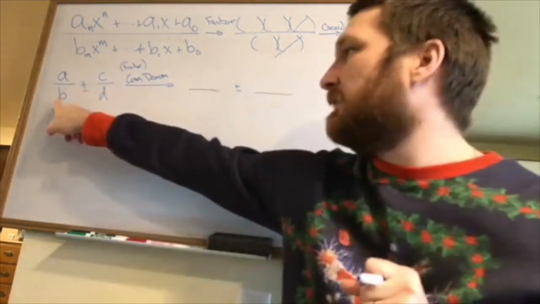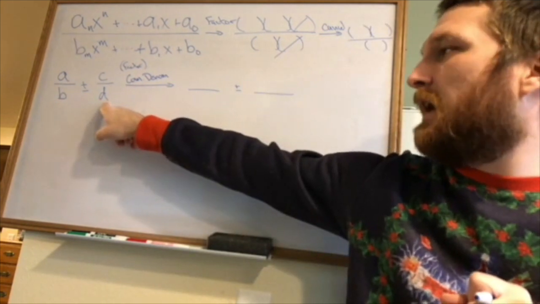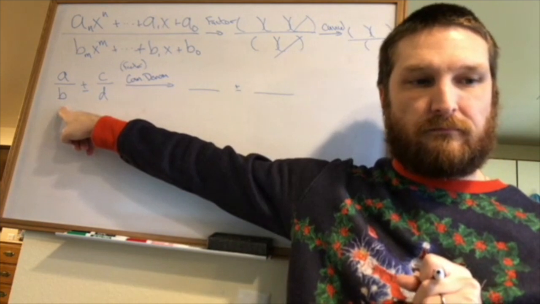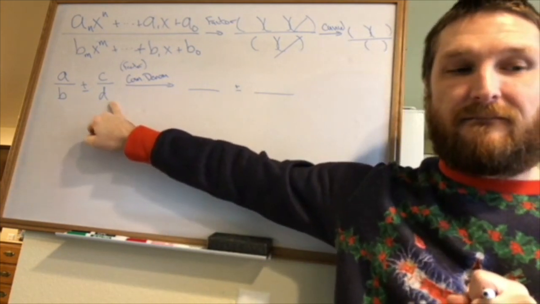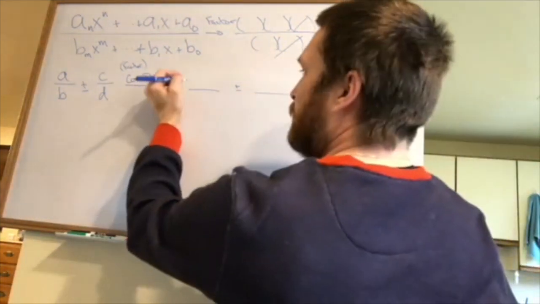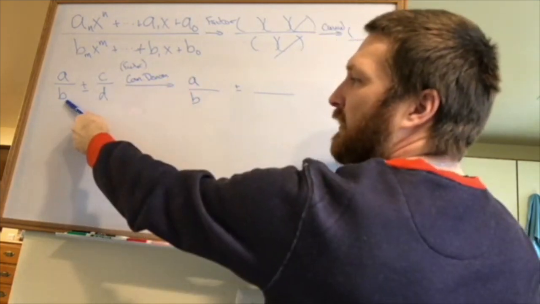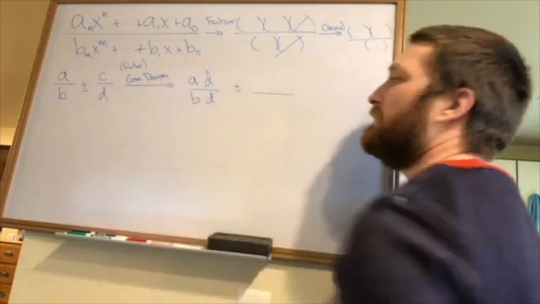What's this denominator? D. What's this denominator? D. And so what am I missing over here? AD. What am I missing over here? AB. So in symbols, this is really straightforward. The only thing I'm missing over here is that thing right there. And so we go D on top, D on the bottom.